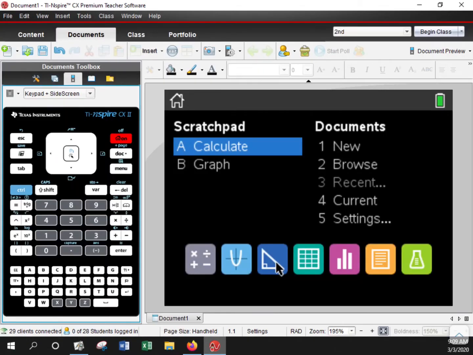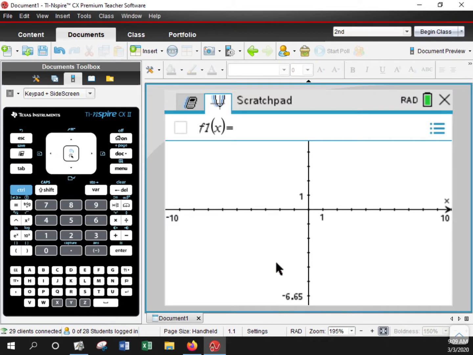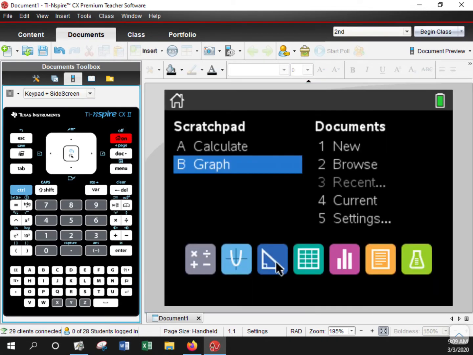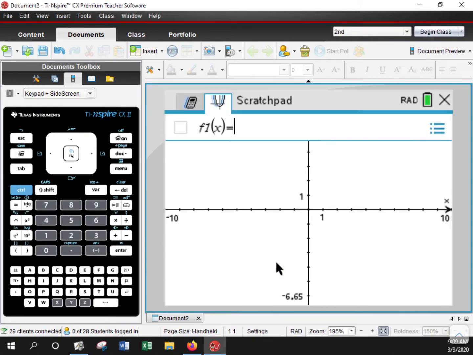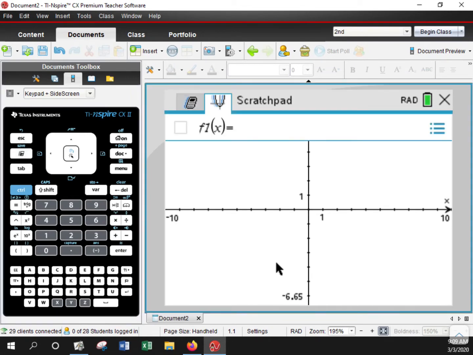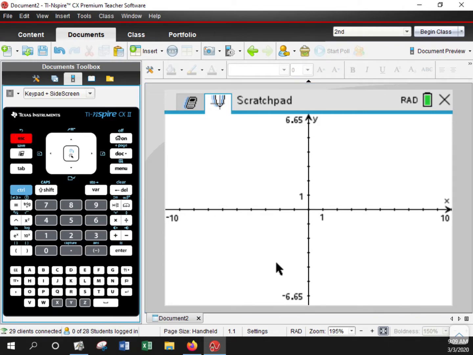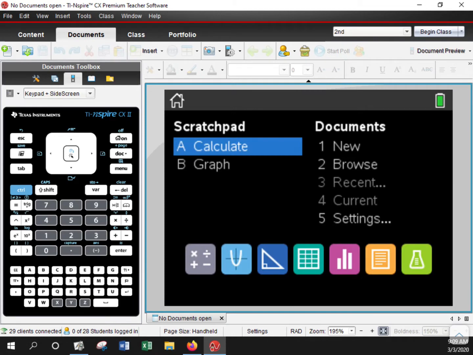Now on your calculator, there are two ways we can get to the graph. The first one is the Scratchpad Graph. I can either choose it from the home screen, or let's say that I have a document open and I wanted to, I can hit that button. If you look on the left there, I can toggle between the calculator and the graph. But honestly, I prefer not to use that one. That's not my favorite.